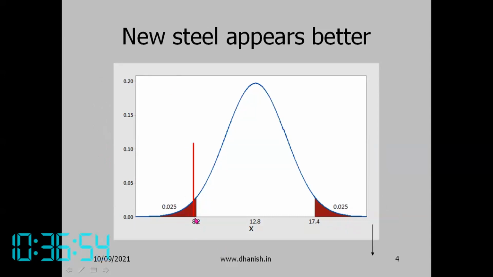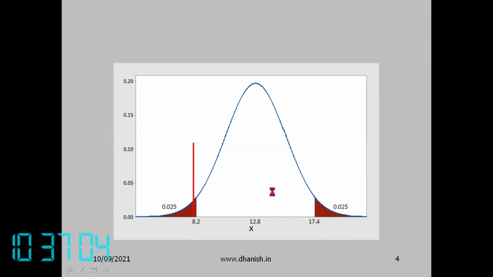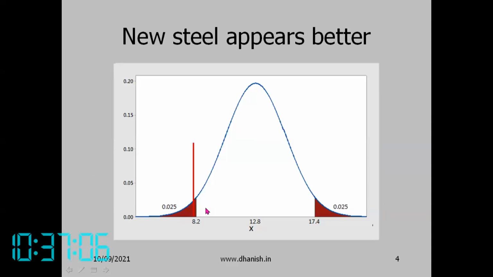So now the standard value is 8 and your confidence interval varies from 8.2 to 17.4. How much? 8.2 to 17.4. So this is clearly above 8. So we can say that the new steel appears to be better. Okay. Okay, this is clear.